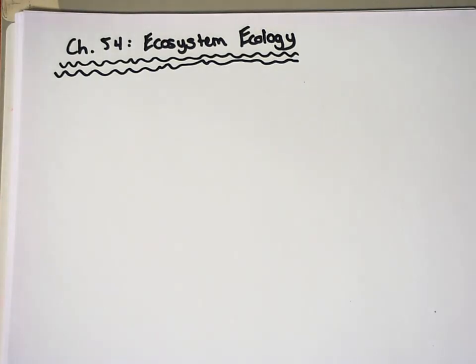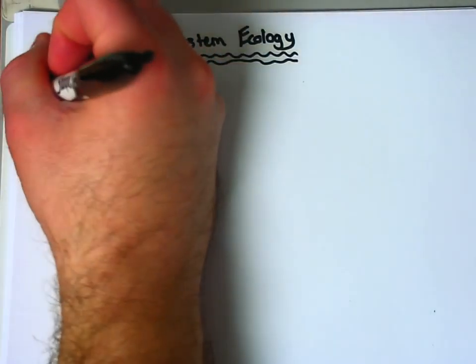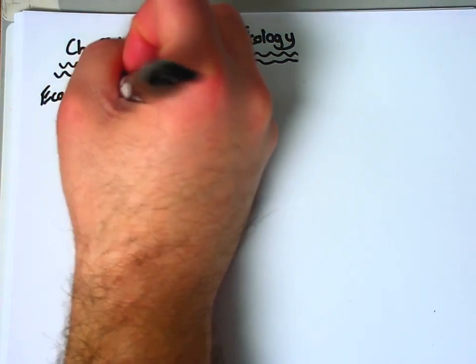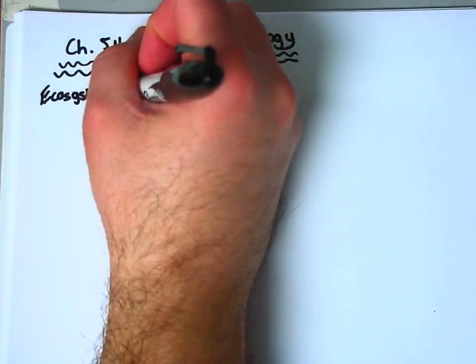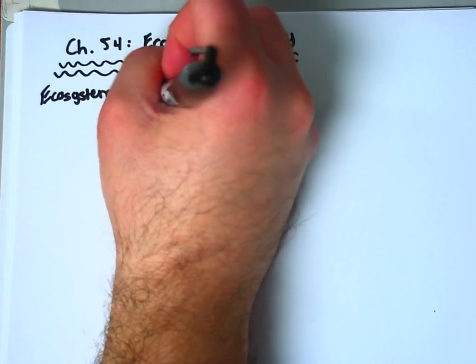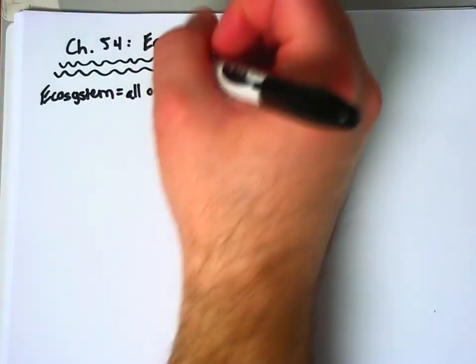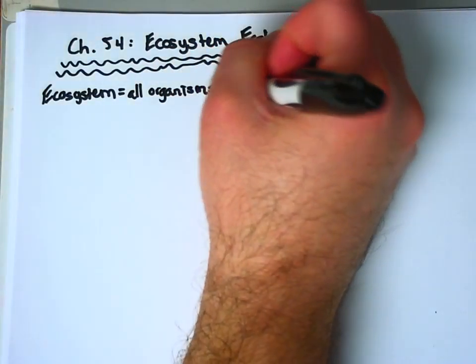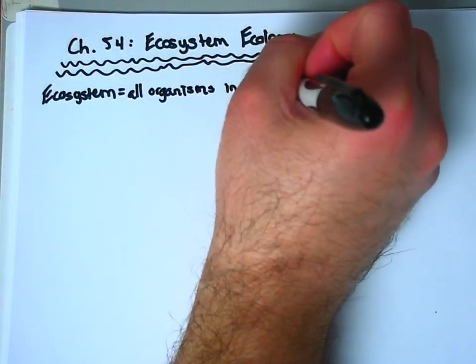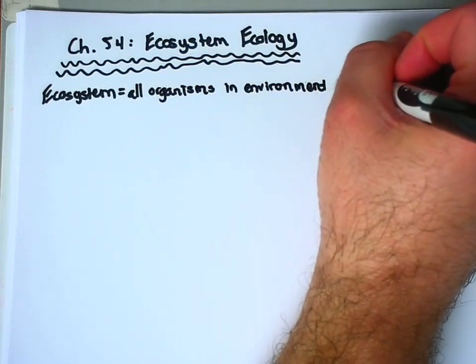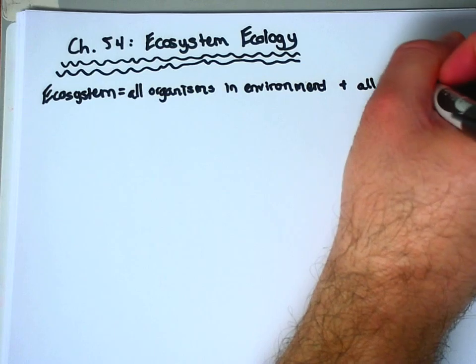Let's remind ourselves, what is an ecosystem? Okay, that's right. It's all organisms and environment, as well as all abiotic factors.